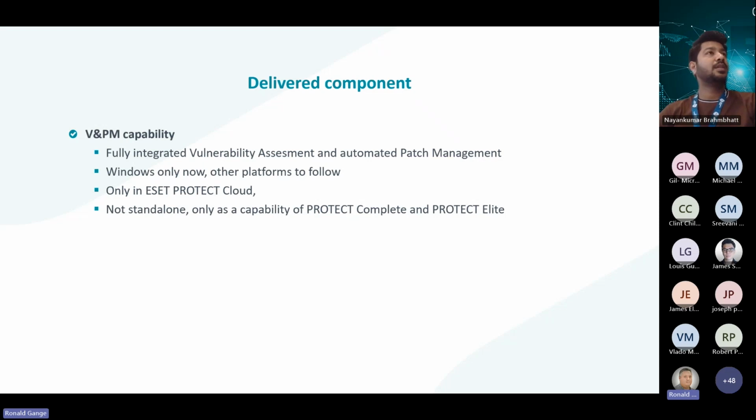All right, so the component that was recently released is vulnerability and patch management. As you may already know, it is available as part of the ESET Protect Complete and ESET Protect Elite bundles. It only supports the Windows operating system at the moment, but support for additional operating systems such as macOS and Linux machines will be added in the coming months. Also, it's available only in ESET Protect Cloud at the moment, but it's going to be available for customers using ESET on-prem probably by end of next year.